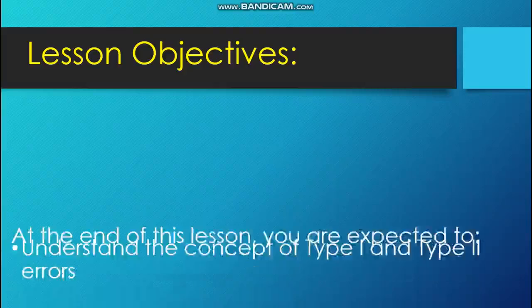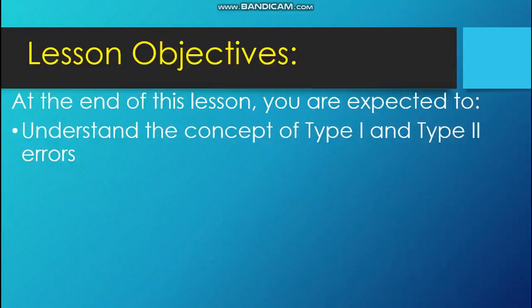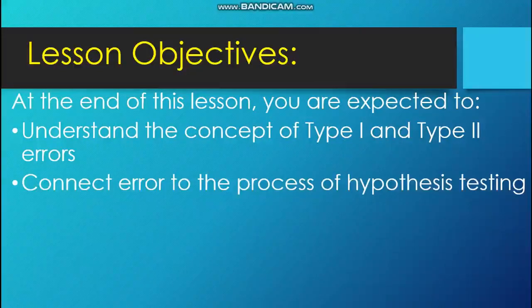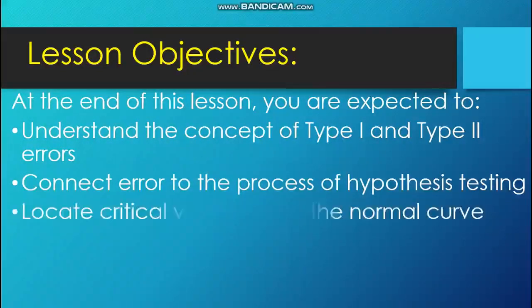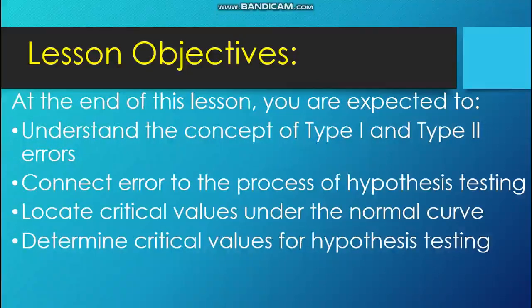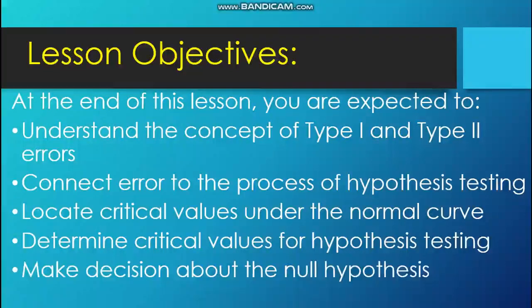At the end of this lesson, we're expected to understand the concept of type 1 and type 2 errors, connect error to the process of hypothesis testing, locate critical values under the normal curve, determine critical values for hypothesis testing, and lastly, make decisions about the null hypothesis.